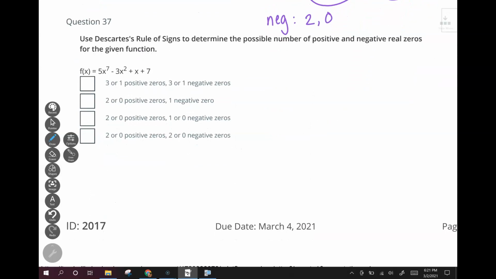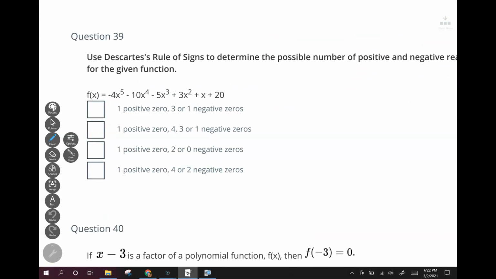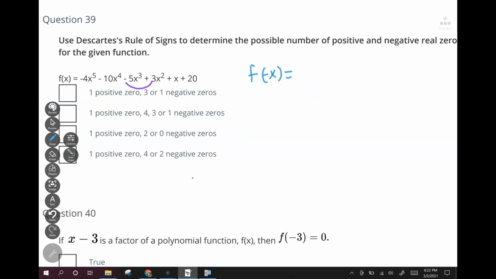All right, let's do another one. Number 39. Counting my sign changes on f of x, I've got 1, and that's it. Just one sign change. So for positive zeros, I can only have 1. All of them actually only have 1 here. So that's great. Now let's do f of negative x to see our potential number of negative zeros. Remember, the sign's only going to change on terms that have odd exponents. So those three are the only signs that will change.